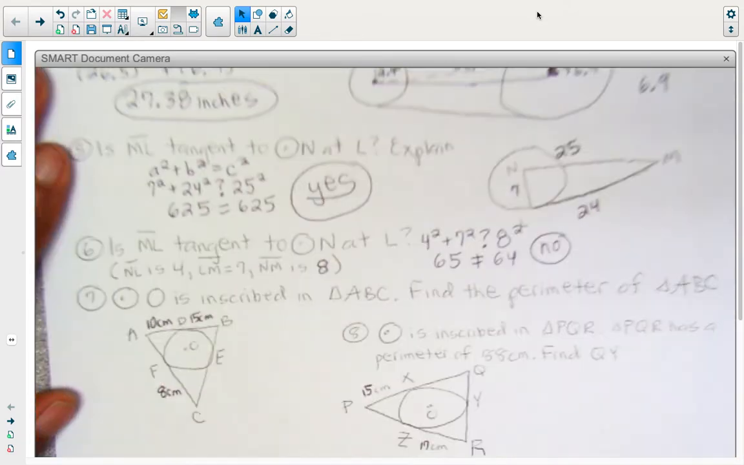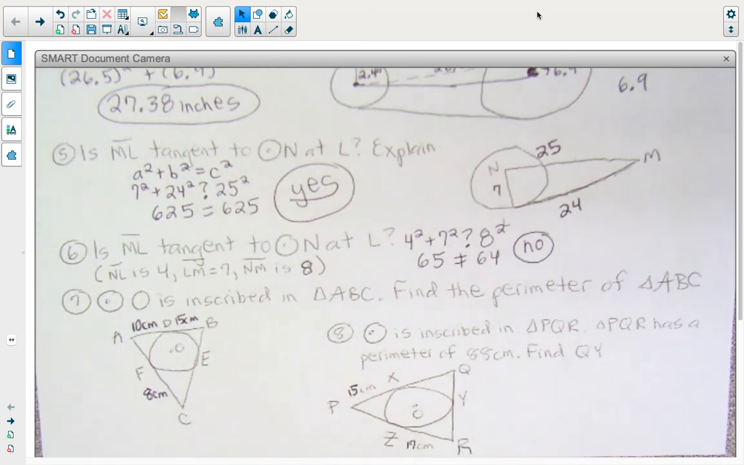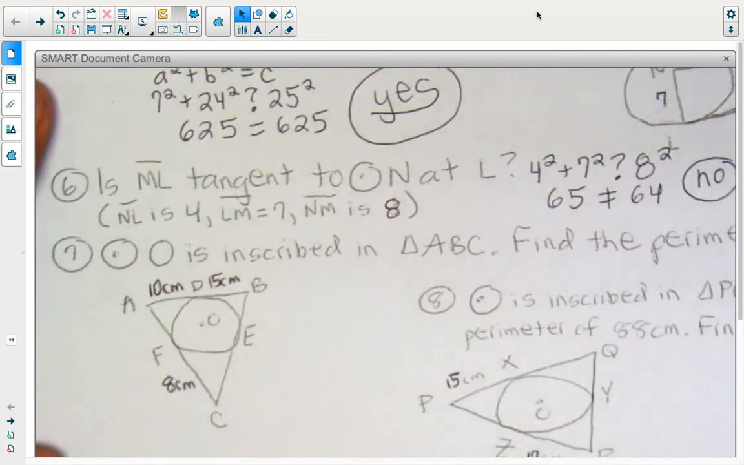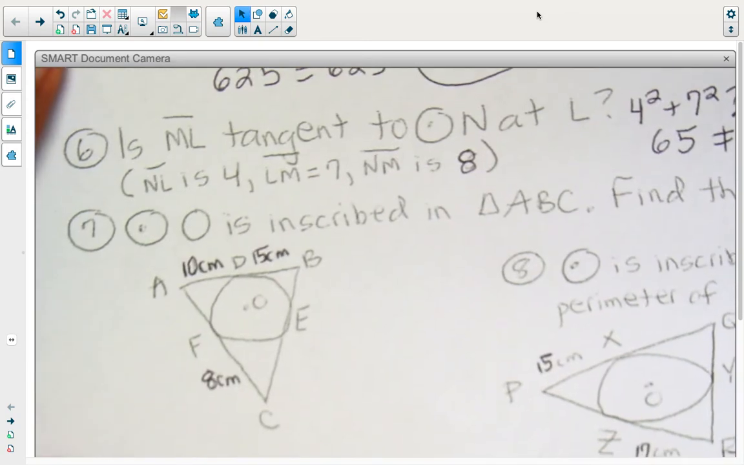Let's read the whole directions, and then I'll zoom in a little bit there. Circle O is inscribed, meaning inside, triangle ABC. We want to find the perimeter of triangle ABC. The perimeter is the distance on the outside. So let me zoom in. We're going to use the theorem that you just wrote down to help us figure it out.